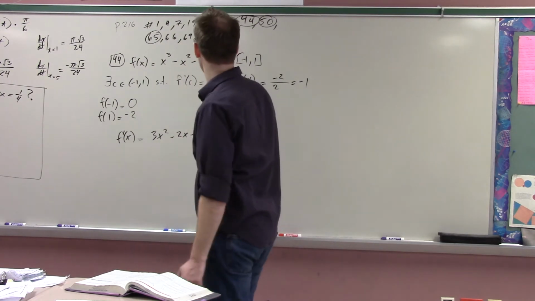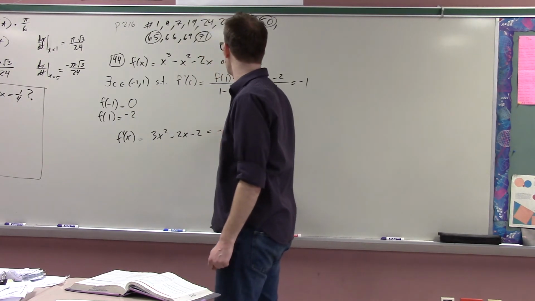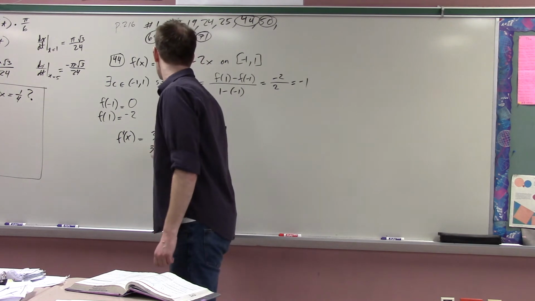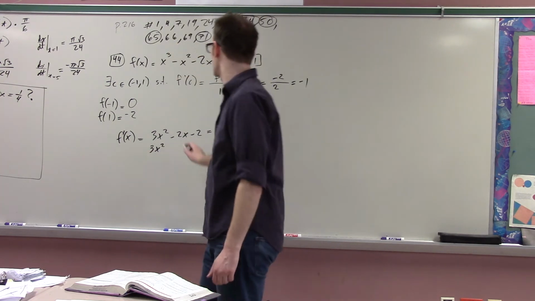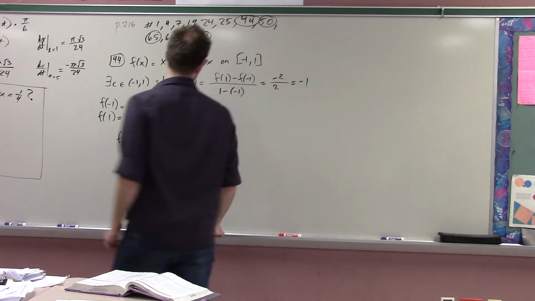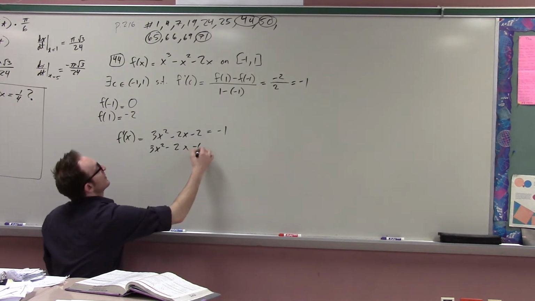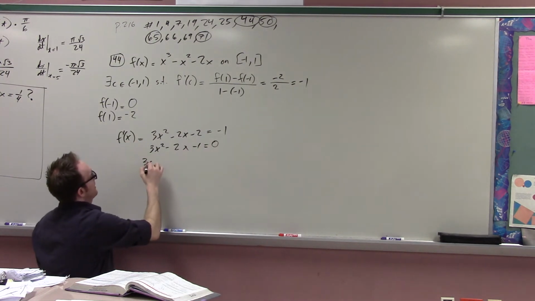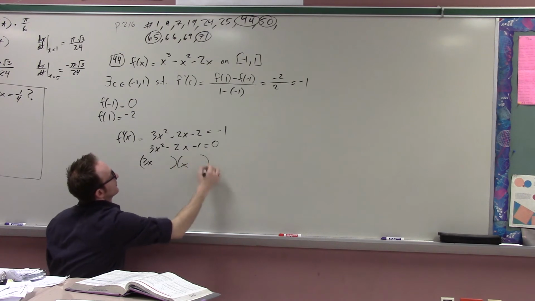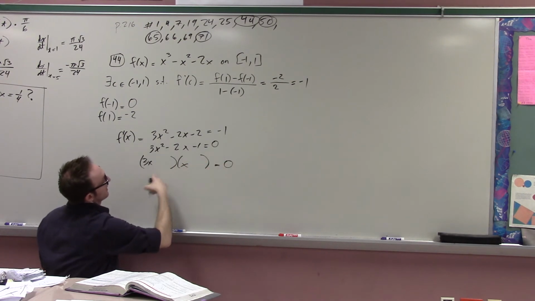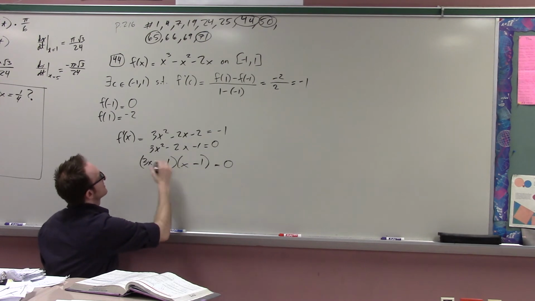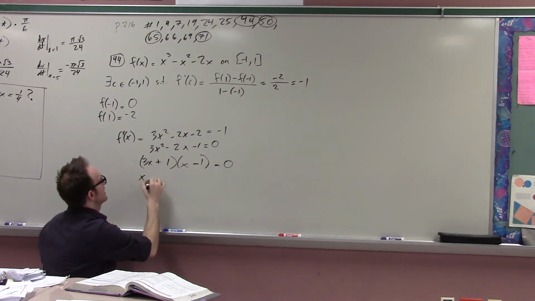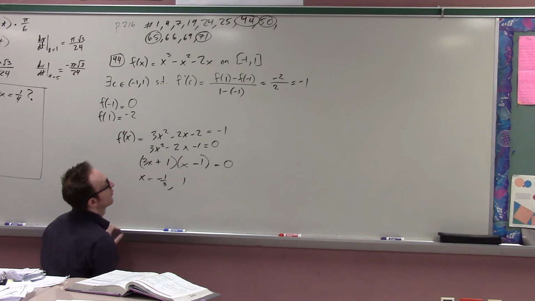So that's the derivative, and I want to see when the derivative is equal to -1. So now I just solve this equation. 3x squared minus 2x, add 1 to both sides, and now I think it factors hopefully nicely. It has to, right? So the answer is when x is -1/3 or 1.